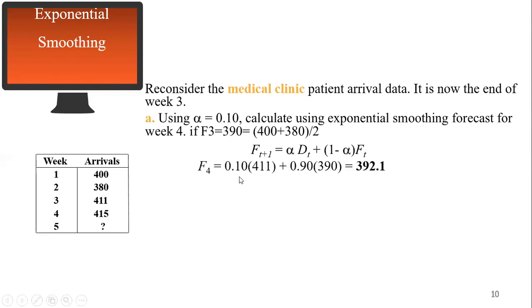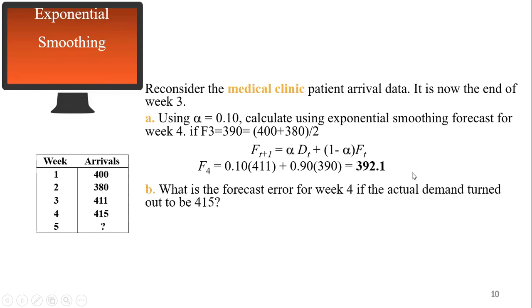How? The alpha is given as 0.1, and dt here means F4, with d3 being 411, plus 0.90 times 390 that I have just calculated. Then the forecast is 392. So if, for example, the actual is 415, do we have an error? Yes. The difference here is that the actual is 415, and I was underestimating, because the patients who came to the clinic are 415, but what I was expecting is 392. So I was underestimating in the calculation.